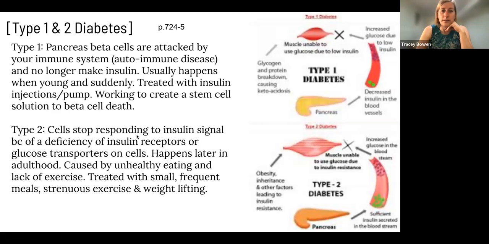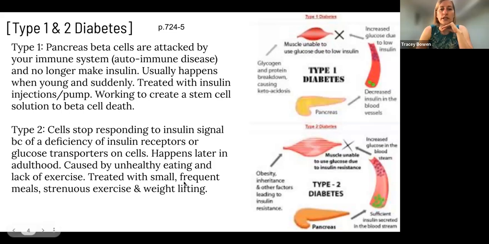And then type 2 diabetes, this is when your cells stop responding to your insulin signal because of a deficiency of insulin receptors or glucose transporters on the cells. So this happens later into adulthood, typically in your 30s or 40s, dependent on lifestyle. This is caused by unhealthy eating and lack of exercise. What ends up happening is that even though your body is still sending an insulin signal, your cells have become resistant to it because of how you've been eating previously.